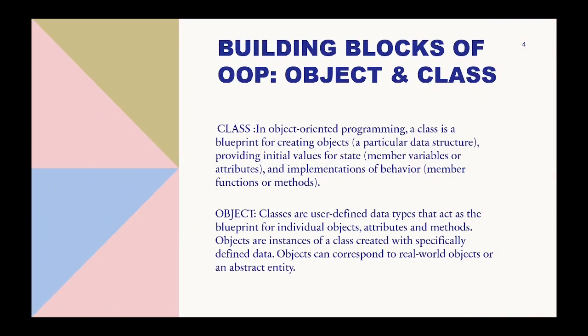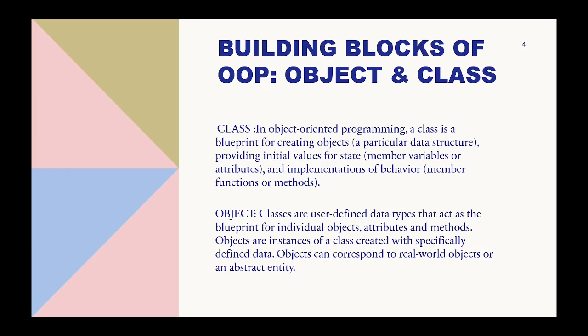Now, the building blocks of OOP. So we have two building blocks, object and class. We'll talk about the class first. In object-oriented programming, a class is a blueprint for creating objects, a particular data structure, providing initial values for the state and implementations of behavior.